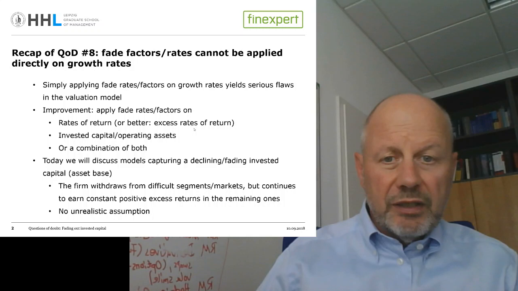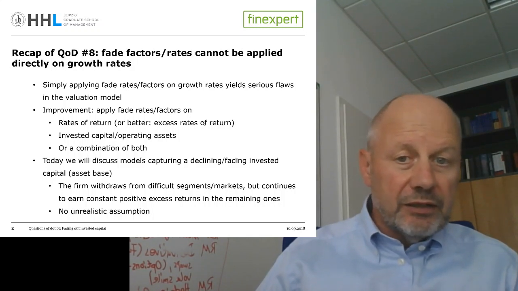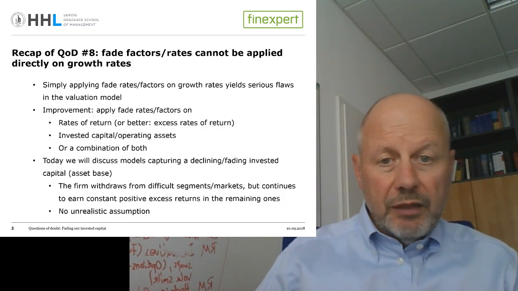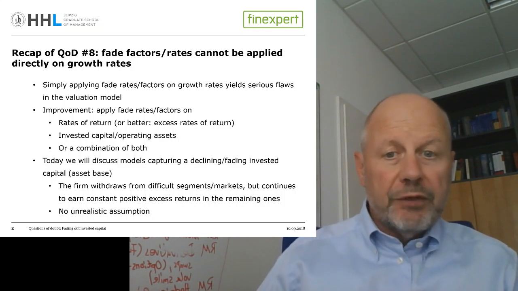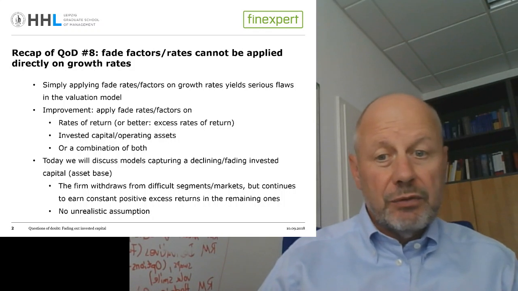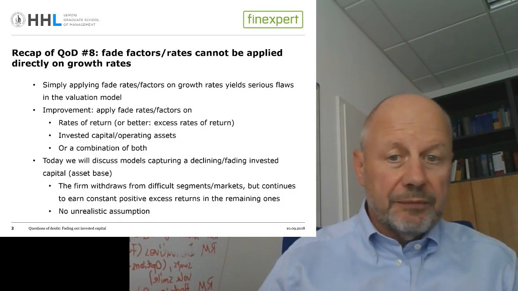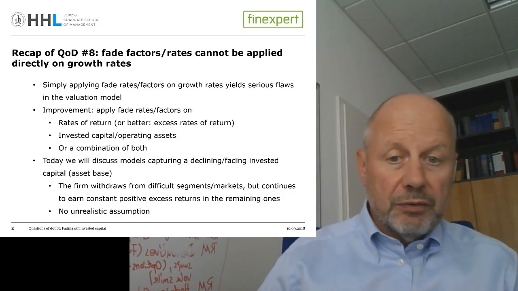The idea was, based on the Gordon-Shapiro model and its idea to decompose growth into retention and return, that we may either apply fade factors on rates of return or beta excess rates of return, or we may apply fade factors on invested capital or operating assets, or of course a combination of both.